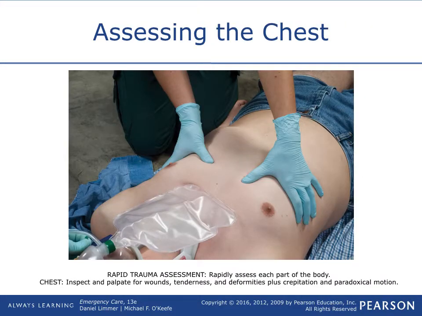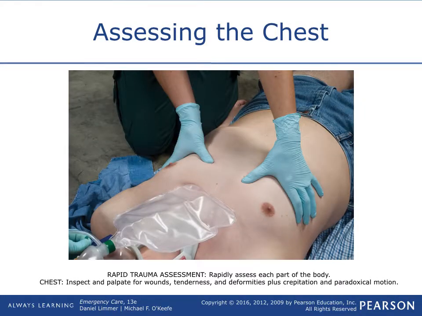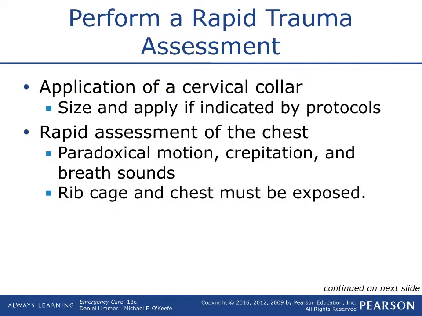Assessing the chest, as you palpate down, find any deformities, DCAP-BTLS, and go from there. When you're in the chest, paradoxical motion, crepitation, and breath sounds are all important. So not only do you palpate, but you also want to listen to those breath sounds and note any paradoxical motion, crepitus, and whether breath sounds are clear or not clear, equal or not equal. The rib cage and chest must be exposed, trauma naked.